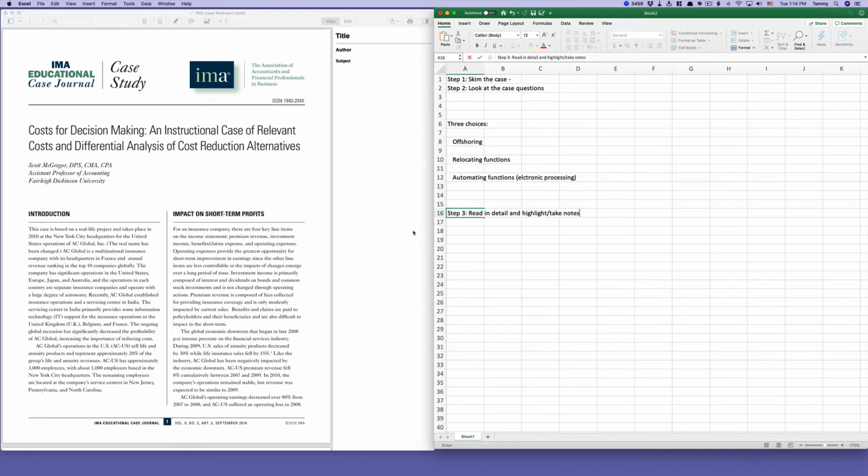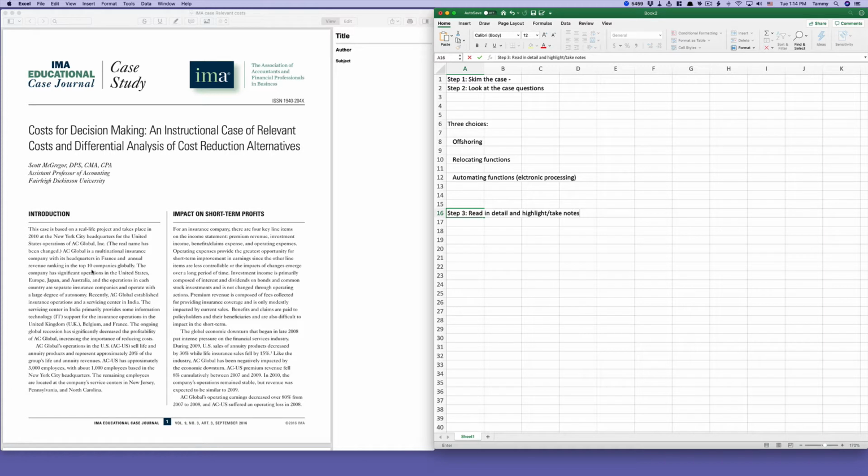So this program over here that I have called Highlight actually allows me to highlight. As I find things that I want to highlight, it's going to show up over here in this margin. Let's see. We already looked at the first sentence. This is based on a real life project and takes place in 2010 at the New York City headquarters for the U.S. operations for AC Global.